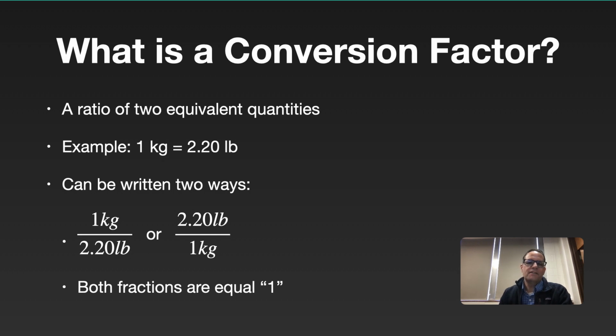A conversion factor is simply a fraction made from two quantities that are equal. For example, on this slide, you can see that 1 kilogram equals 2.20 pounds. If you divide both sides by either unit, you get a fraction equal to 1. That's why multiplying by a conversion factor doesn't change the value. It only changes the units. So basically, you have two numbers next to each other with an equal sign. You can write that another way with the values on top of each other, or the other way on top of each other. Okay?